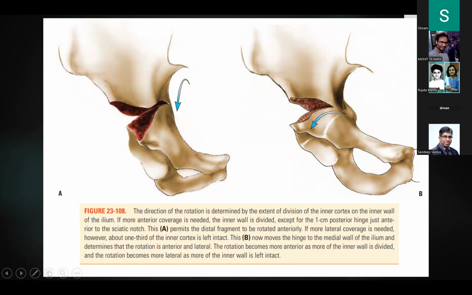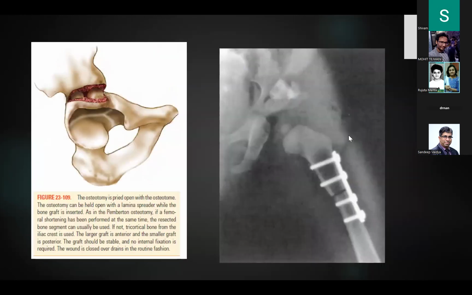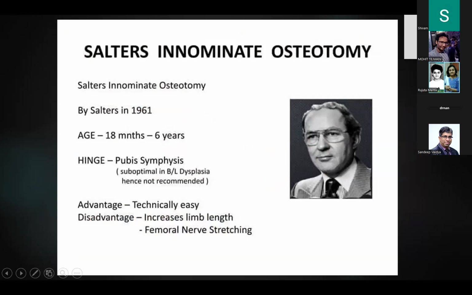Additionally, placement of the bone graft can also vary depending on where we want better coverage. So in CP hips, where posterior coverage is more important, this is a better choice of an acetabuloplasty. So this is an example of a radiograph post Dega osteotomy with bone graft placement at the wedge.